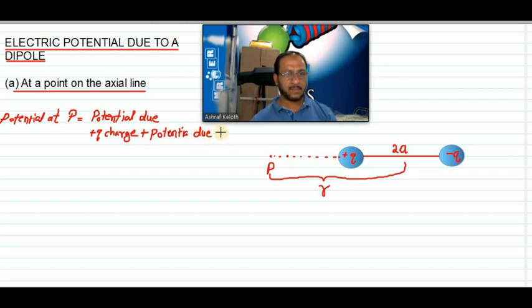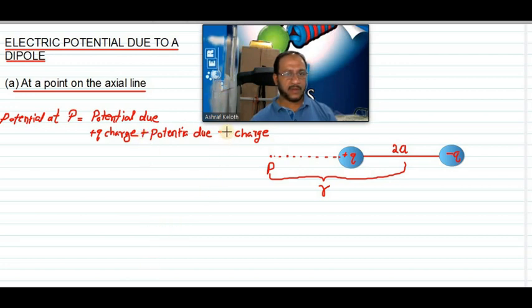So for both plus q and minus q, do we take the magnitude, or the symbol as well, minus as well? Just the magnitude, right? You have to take the magnitude with the sign also. Already we have written in the previous class, potential due to a positive charge is positive, and due to a negative charge is negative. So this plus will become minus when you substitute the value.